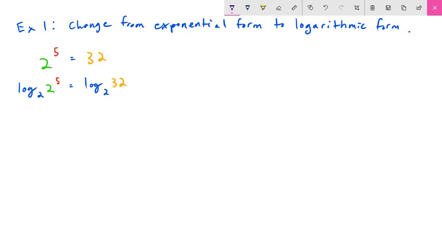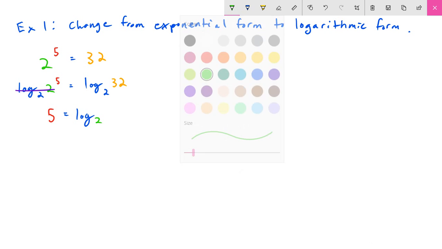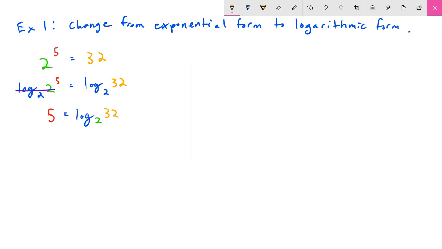All right, what happens on this left side over here? This is gone, and that brings the 5 down, right? It's not an exponent anymore. Now it's just a number. Equals? That's right, log base 2 of 32. And that's all I was asking you to do. Go from exponential form to logarithmic form. Let's do one more example like this.